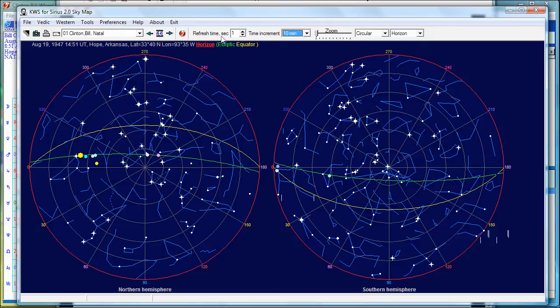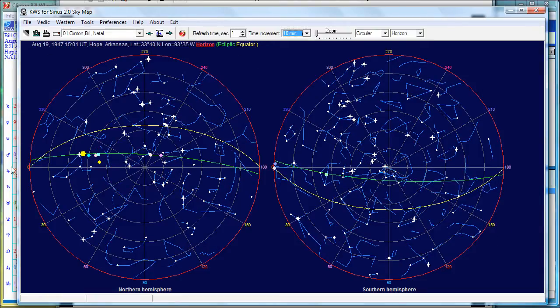And if I go forward 10 minutes, I've got 10 minutes selected, and I hit the right arrow to go forward, watch what happens to Vindemiatrix. Remember, here's Vindemiatrix over here? And I hit the right arrow, and it rose. There it is, boink, it came over here. So within 10 minutes after he was born, Vindemiatrix rose. It was very close to the horizon plane.